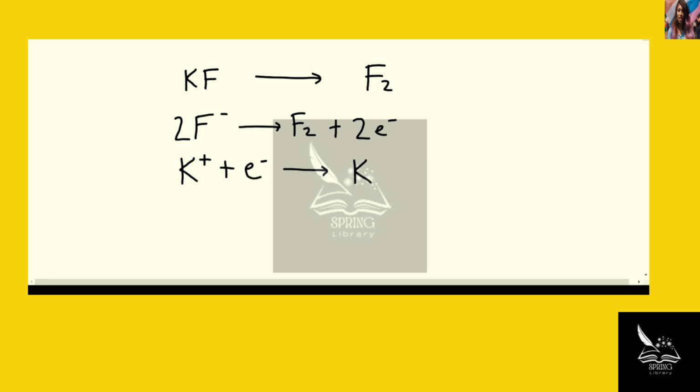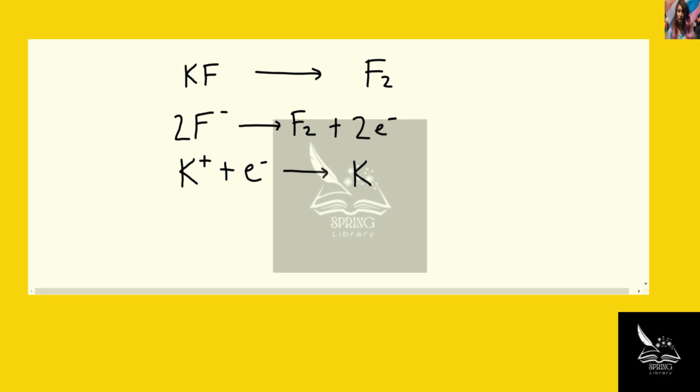In this problem, we are told that we electrolyze molten KF with a current of 10 amps for 2 hours. So this is KF, and in solution, that means that we have K+ and F- ions. And we want to determine the volume of F2 gas that we produce. So that means that F2 gas is a product.